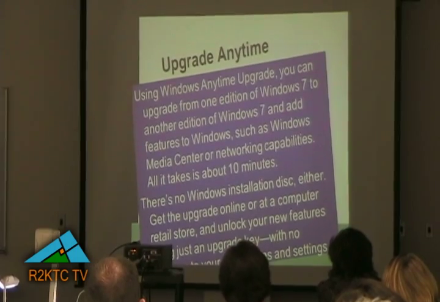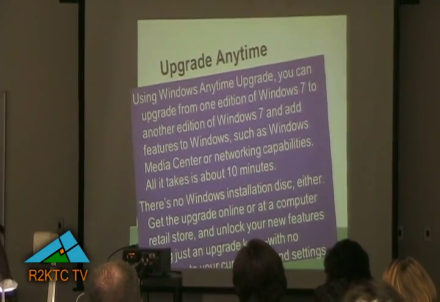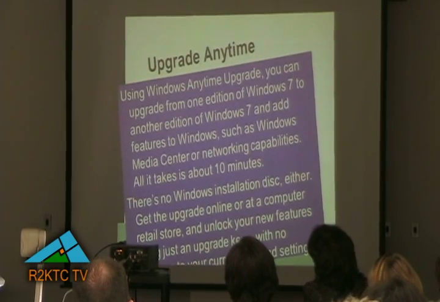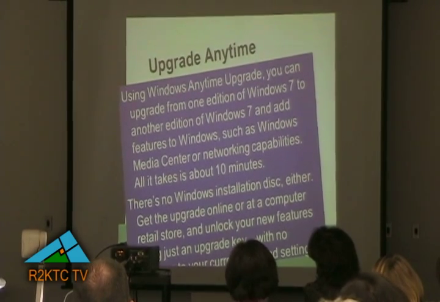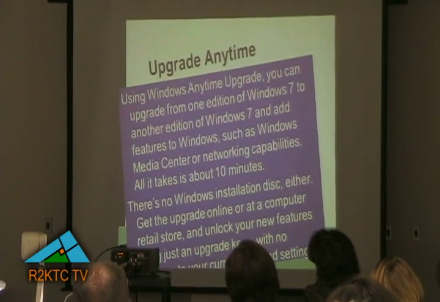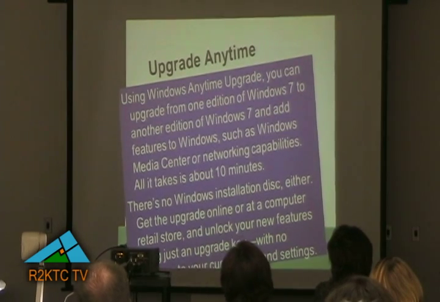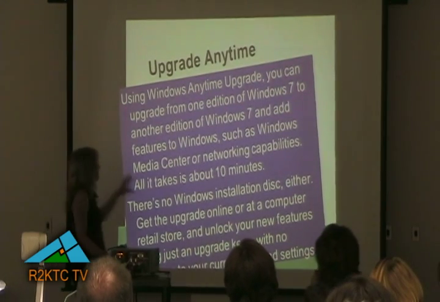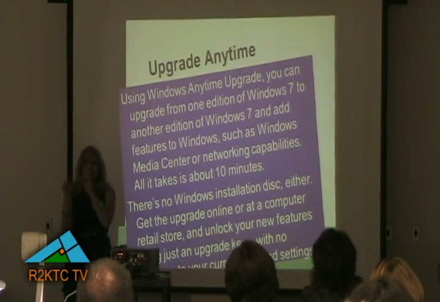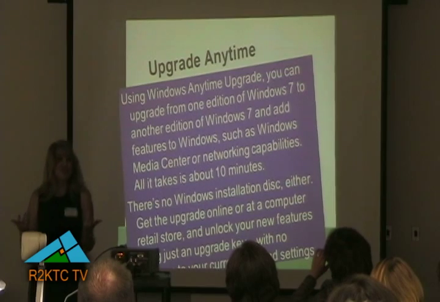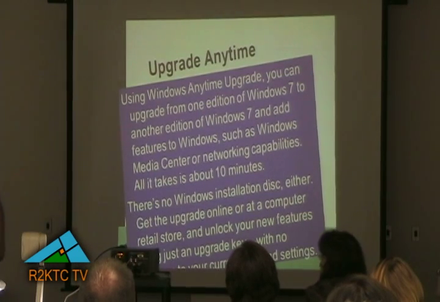There is something interesting. You can now upgrade any time. So let's say you go out to Best Buy and you buy the Home Premium. That's what you think you need, you like it. But then there's maybe this new feature that's on one of the higher versions and you think, man, I wish I'd bought that one. Well, you can now just go to Windows Anytime Upgrade. It takes about 10 minutes and you can actually update that machine to the next level for the price differential. So you're not married to that operating system forever.